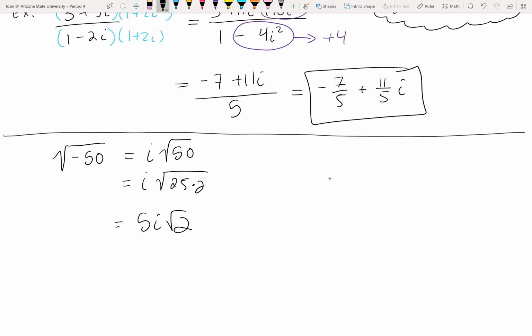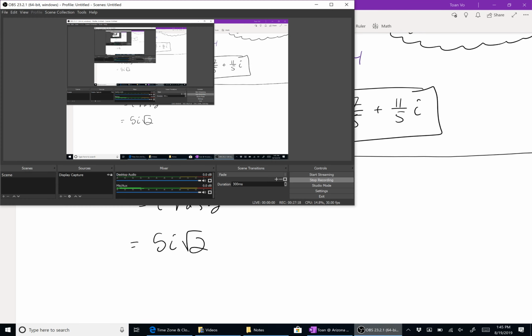So that's it. i is the imaginary unit. It's a simple definition that allows us to do so much more math than real numbers could ever do for us. That's 1.6. That's it.